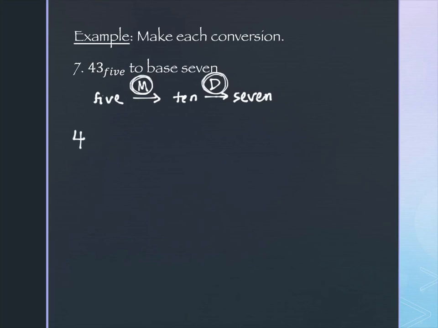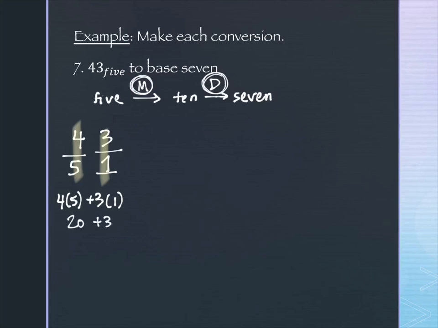So we have the 4 and the 3, and we're in base 5. So in base 5, we have the 1's place and the 5's place. And we're multiplying. So I have 4 times 5 plus 3 times 1. If we think back to my nickels and so forth, this is saying I have 4 nickels, that's 20 cents, and 3 pennies. 20 plus 3, I have 23 cents. So inside of base 10, this number is 23. So what we've done is we've taken 43 base 5, and we've changed it into 23 in base 10.